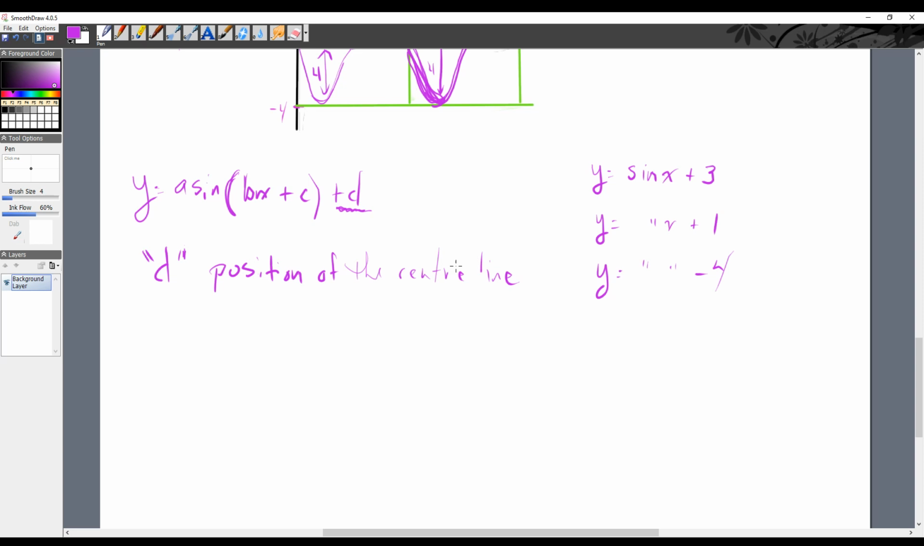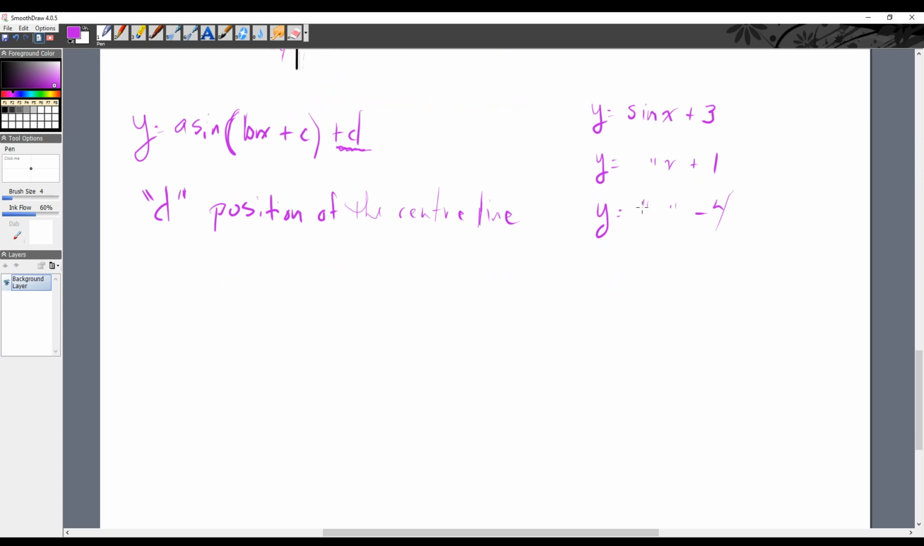Okay, so that tells us exactly where the midpoint is. It's often called the axis about which this is fluctuating. It is the center line of the function. So if we consider the graph of y equals sine x plus 3, let's do that one first.